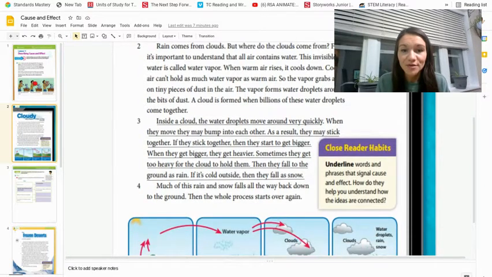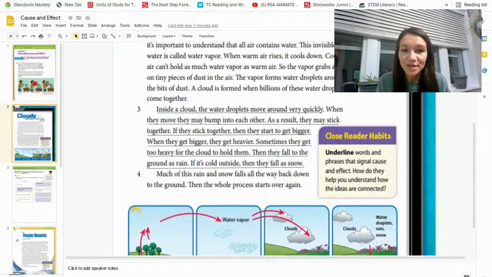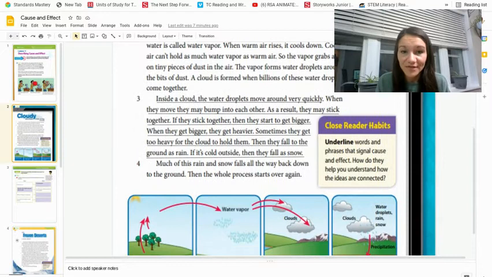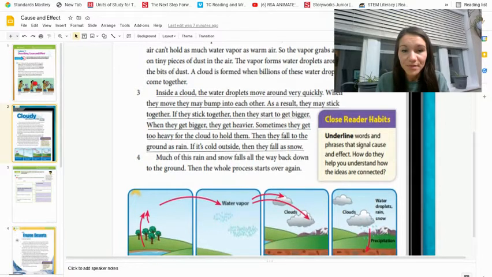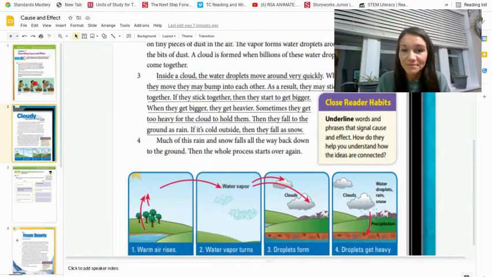Inside a cloud, the water droplets move around very quickly. When they move, they may bump into each other. As a result, they may stick together. If they stick together, then they start to get bigger. When they get bigger, they get heavier. Sometimes they get too heavy for the cloud to hold them. Then they fall to the ground as rain. If it's cold outside, then they fall as snow. Much of this rain and snow falls all the way back down to the ground. Then the whole process starts over again.